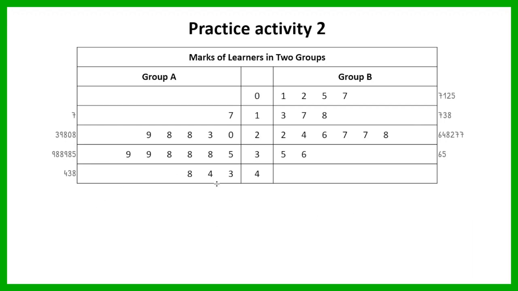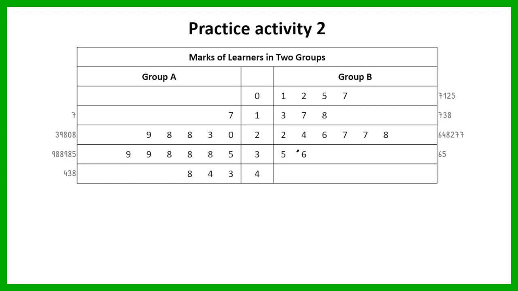And then when you did the neat version, you should have found that for group A, in the 0 tens group, there was nothing. Then in the tens group, you had 7. In the 20s group, you had 0, 3, 8, 8, and 9. In the 30s group, you should have had 5, 8, 8, 8, 9, and 9. And in the 40s group, you should have had 3, 4, and 8.